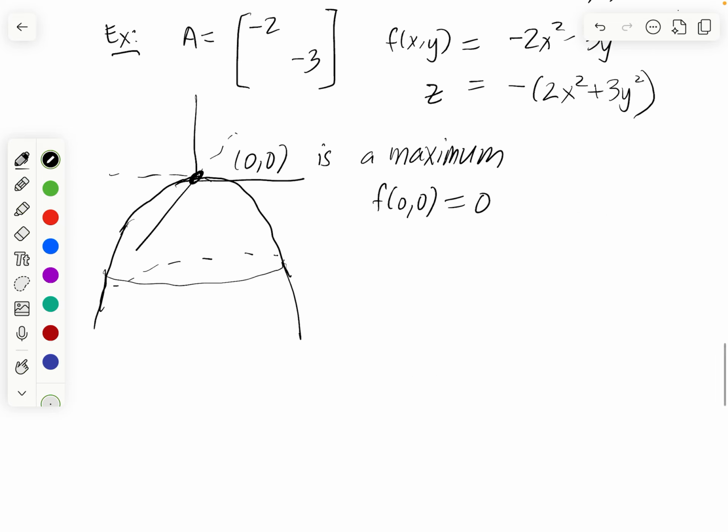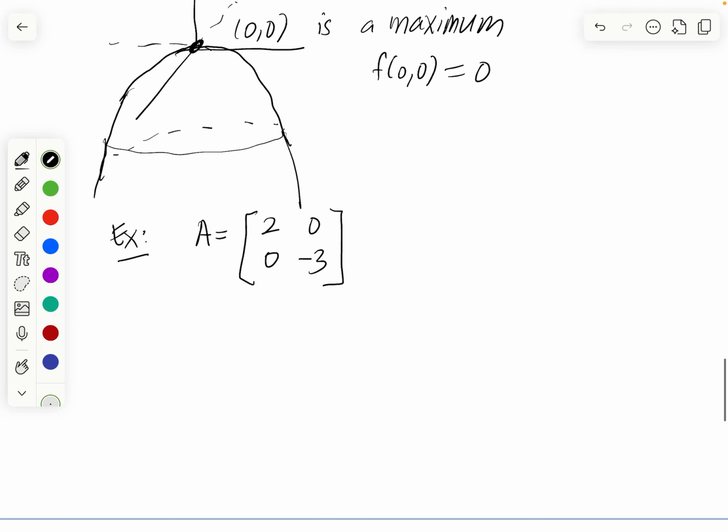Now let's look at an example where one of the diagonal entries is positive and one is negative. So let's say that A is this matrix, 2, 0, 0, -3. So in this case, you have one positive eigenvalue and one negative eigenvalue. Well, in this case, your f of xy is equal to 2x squared minus 3y squared.